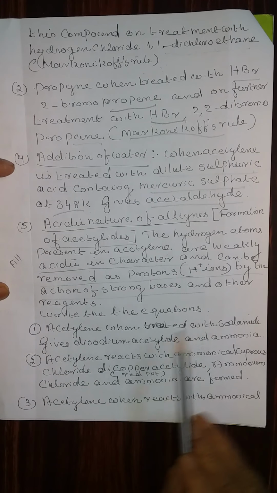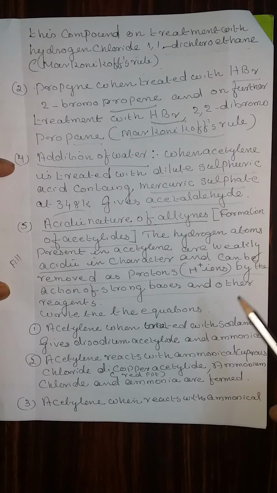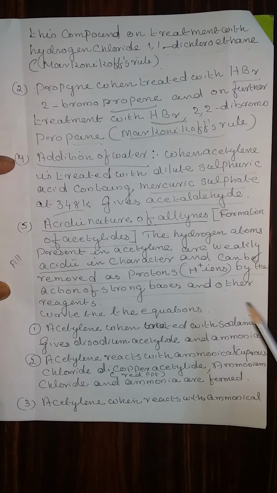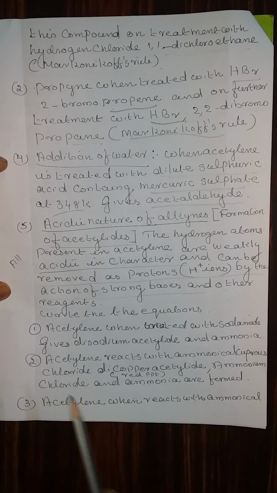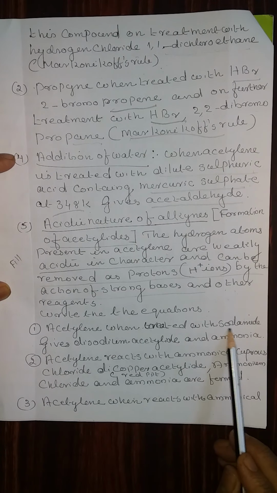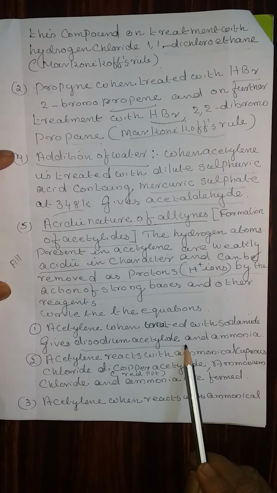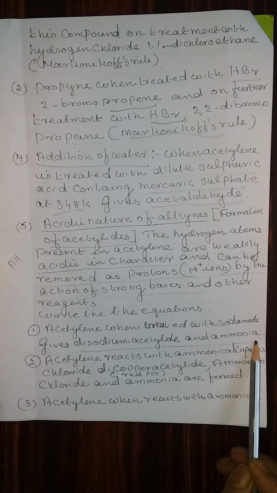Write the equation. For writing this equation, you should know the formula of acetylides. Three different acetylides are given in the table of the chemical formula, and ammoniacal silver nitrate, sodamide, ammoniacal cuprous chloride. All this formula you should know to write this chemical reaction. 1. Acetylene when treated with sodamide gives disodium acetylide and ammonia.